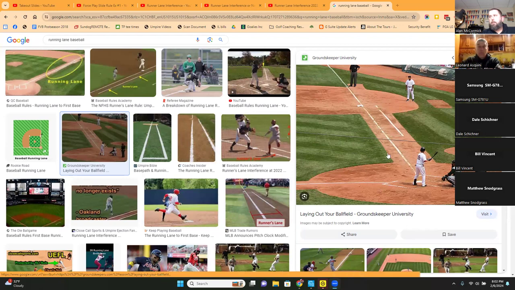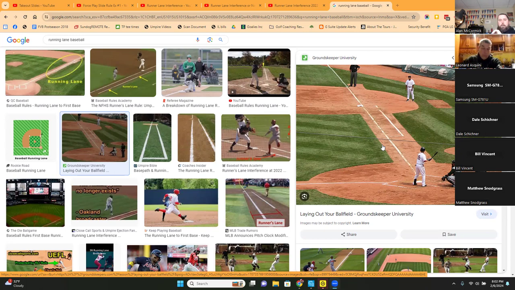All right, so running lane. Running lane interference, the running lane rule, right? The reason it's in the rule book is that the first rule in pro rules was to give the first baseman the ability to catch the ball that is thrown to him, right? These lines on the field, the rule is designed so the first baseman has a clear view to catch the throw from the home plate area, right?